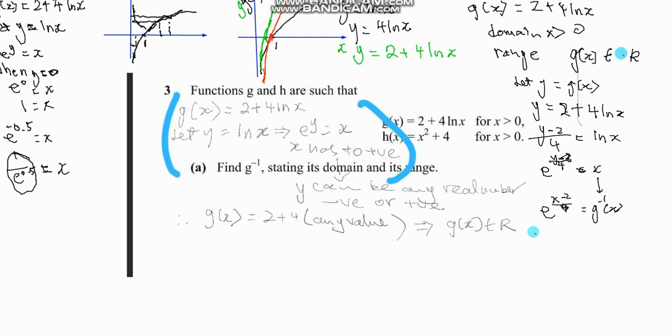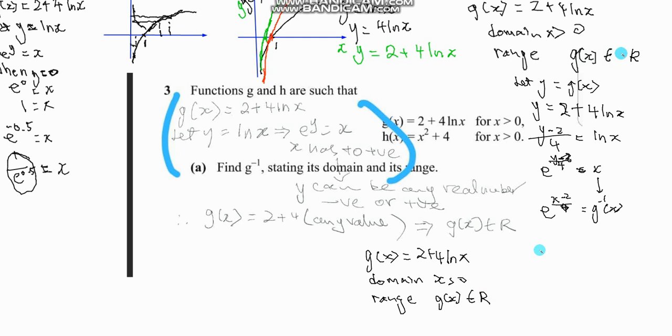If that's the case, then g(x), which is 2 plus 4 log x, has the domain x more than 0, and the range, the g(x) value or the y value, can be any value of the real number.